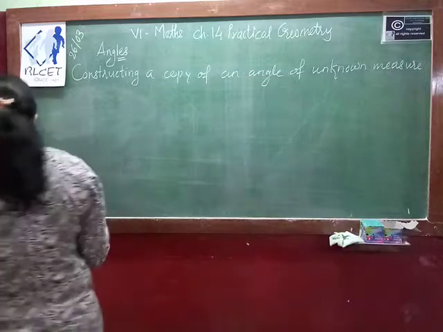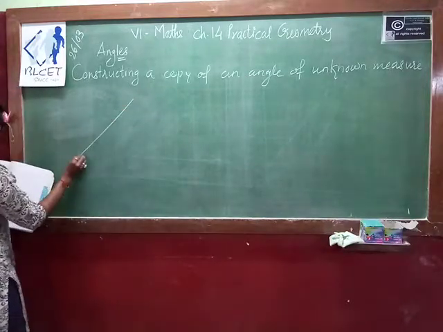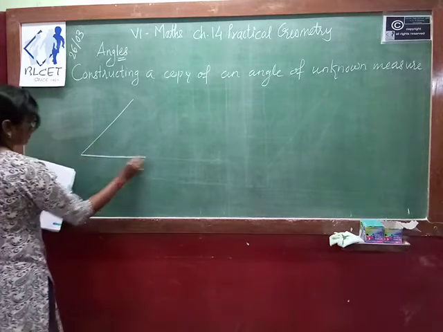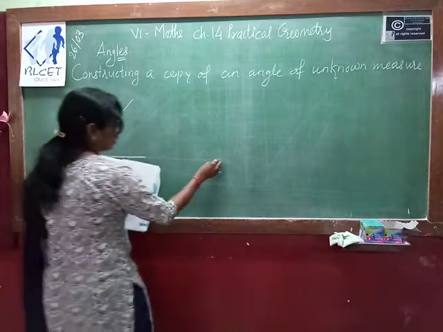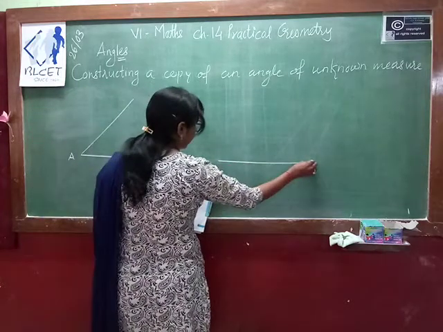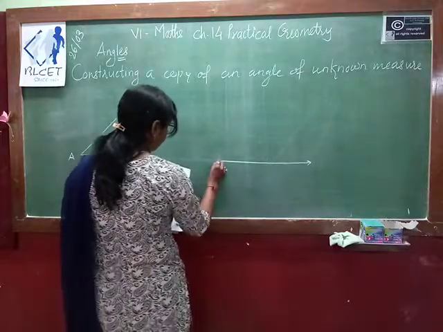So suppose I first draw this angle A whose copy I want to make. So what will I do first? I draw a line, or you can say a ray. If you want to say a line, it's okay.